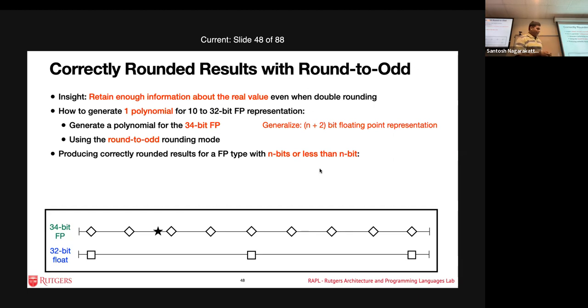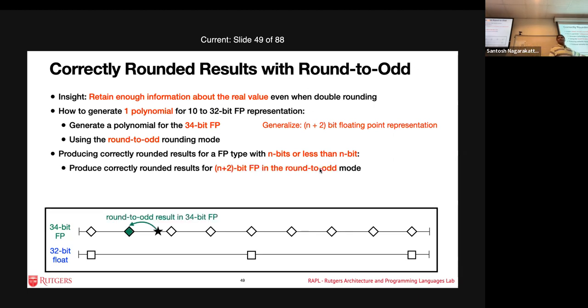Now you have a star here. What will this round to? It's not exactly representable in the 34-bit representation. It will round to a value which is odd, which is this point. This maintains the information that the real value was less than the midpoint. That information is maintained by doing round to odd. Okay, so when you say even or odd, you mean the last bit of the mantissa?